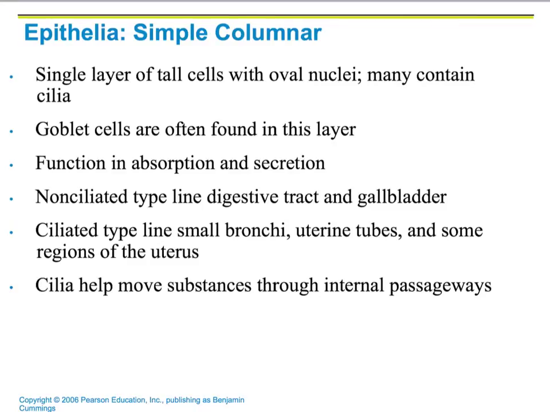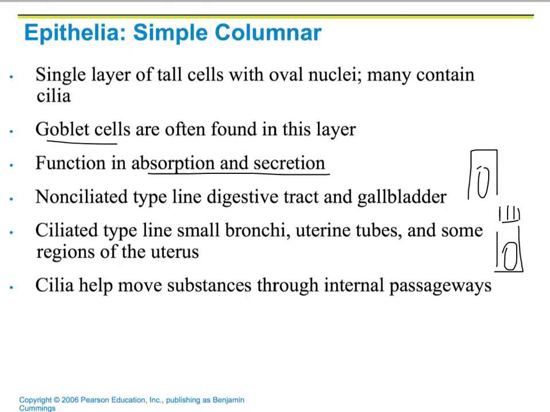Our next type is simple columnar. Again we have a single layer, and these are column-shaped cells, and their nuclei are kind of oval-shaped. You can find goblet cells here, which we'll talk about in a minute. These also function to absorb and secrete. This type you'll find either non-ciliated, so they look like this, or the ciliated kind, so again they're column-shaped. Here's the nucleus, and then at the top you have the cilia.